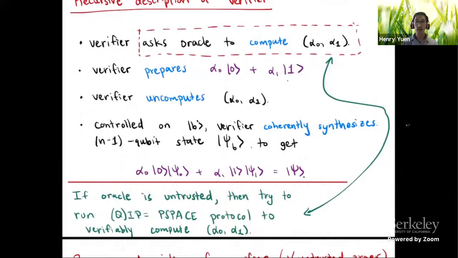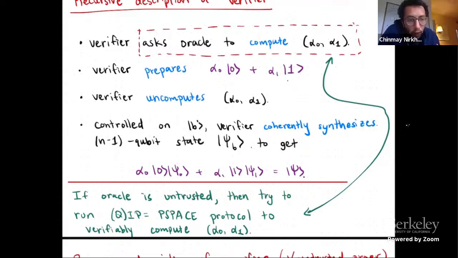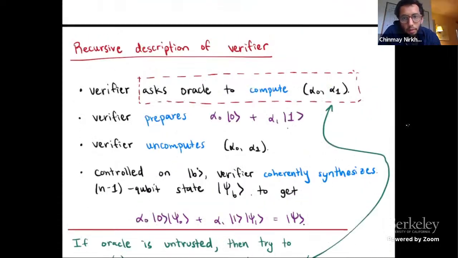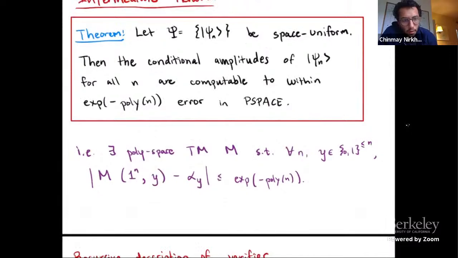Henry, sorry, there are a couple of questions about the uncompute. People are confused about how this happens. In the trusted protocol? Yeah, this step where the verifier uncomputes alpha 0, alpha 1.